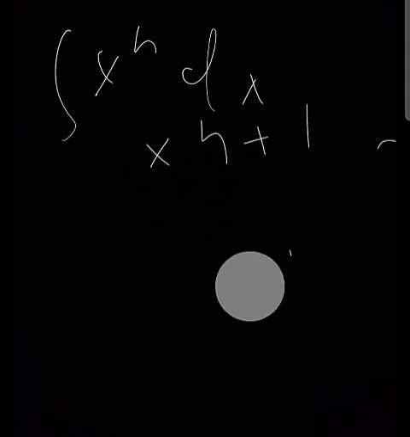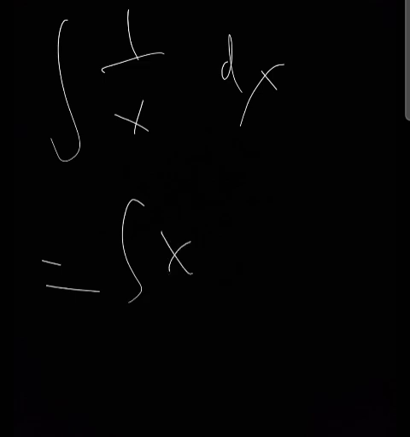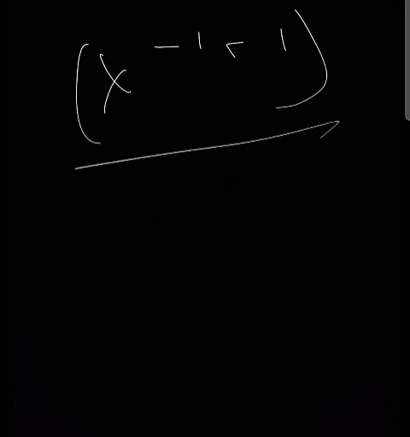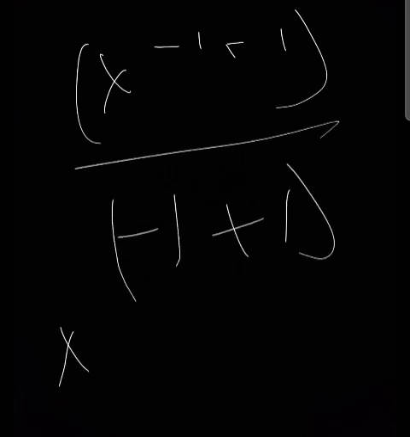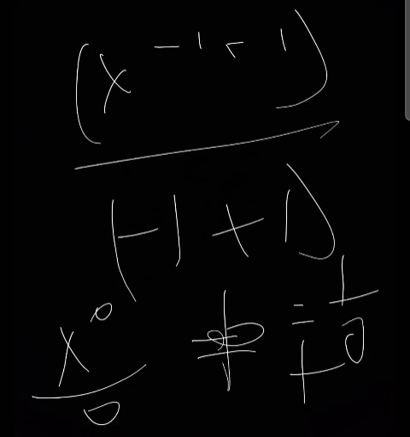Obviously, we have one number that we can't really do, and that is going to be negative 1. So if we have the antiderivative of 1 over x dx, which is x to the negative 1 dx, you can't simply do it, because x to the negative 1 plus 1 over negative 1 plus 1 is going to be x to the 0 over 0, which equals 1 over 0, which is undefined.